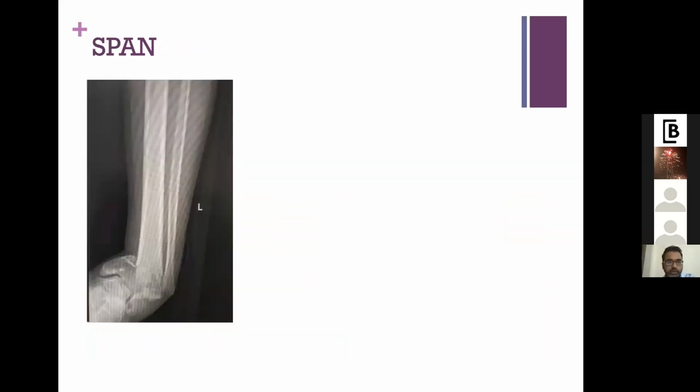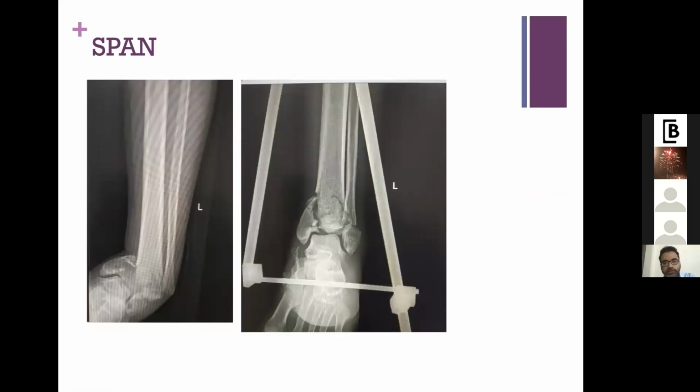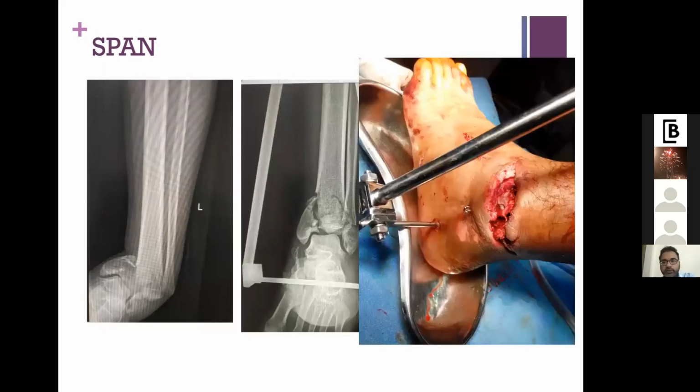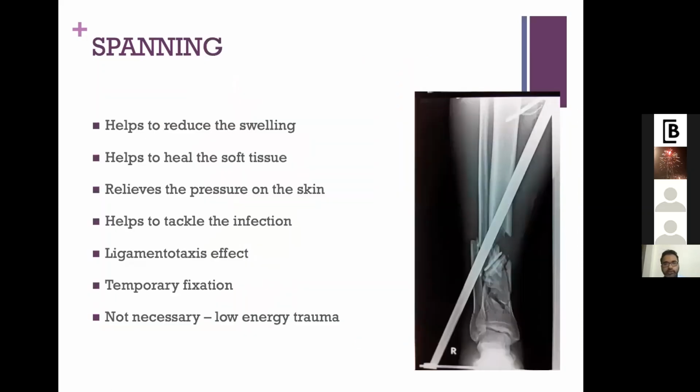So this is an example of a high velocity injury with axial loading, and in these kind of patients, always span first, get the fragments aligned, get the ligament axis in place. Then you get a scan. This is a patient with compound fractures where you have spanned first, then you have to scan. Otherwise, there is no use of scanning before spanning.